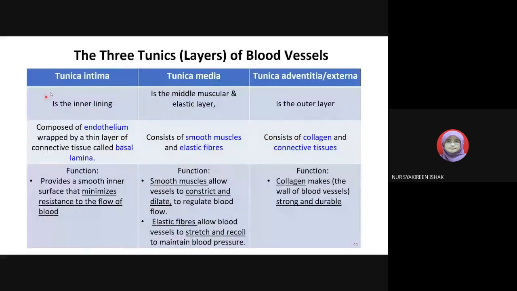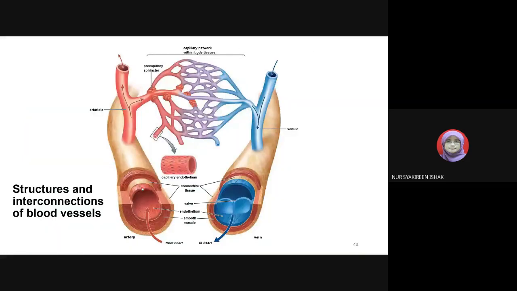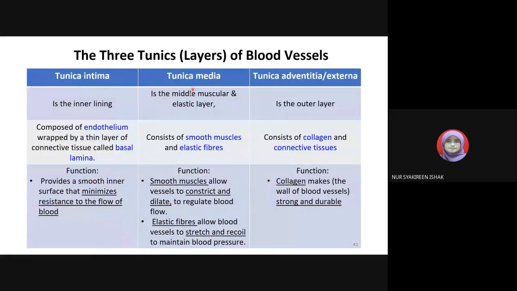As for the tunica intima, it is composed of the endothelium wrapped by a thin layer of connective tissue called the basal lamina. This is the basal lamina, composed of connective tissue just after the endothelium layer, covering the tunica intima. Same goes to the blood capillaries, also covered by the basal lamina. The tunica media consists of smooth muscles and elastic fibers. The tunica adventitia consists of collagen and also connective tissues.